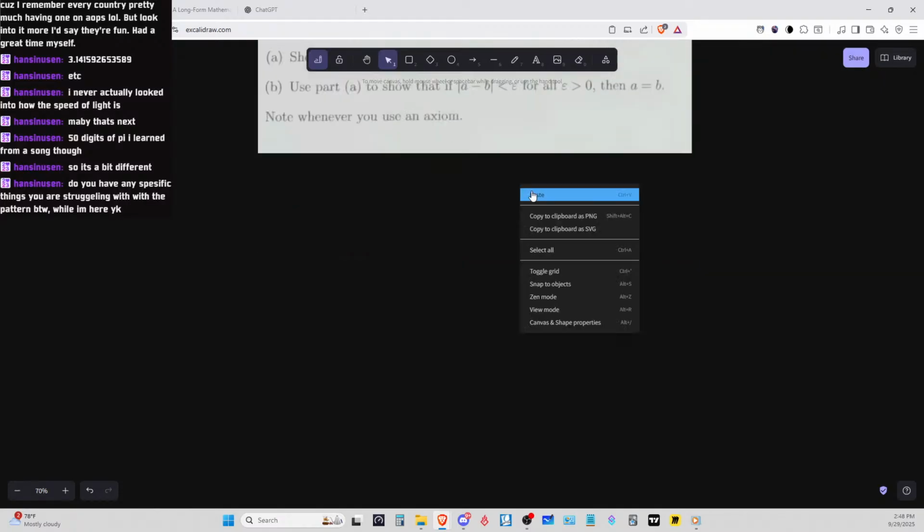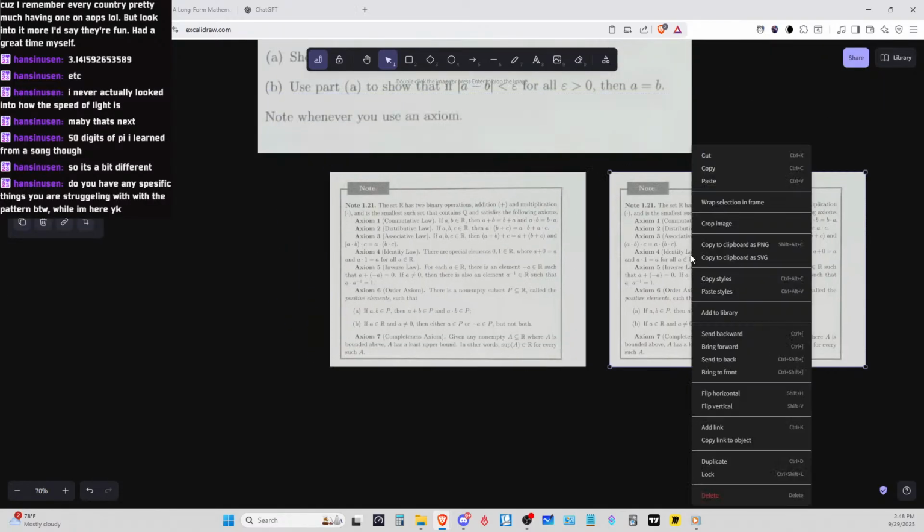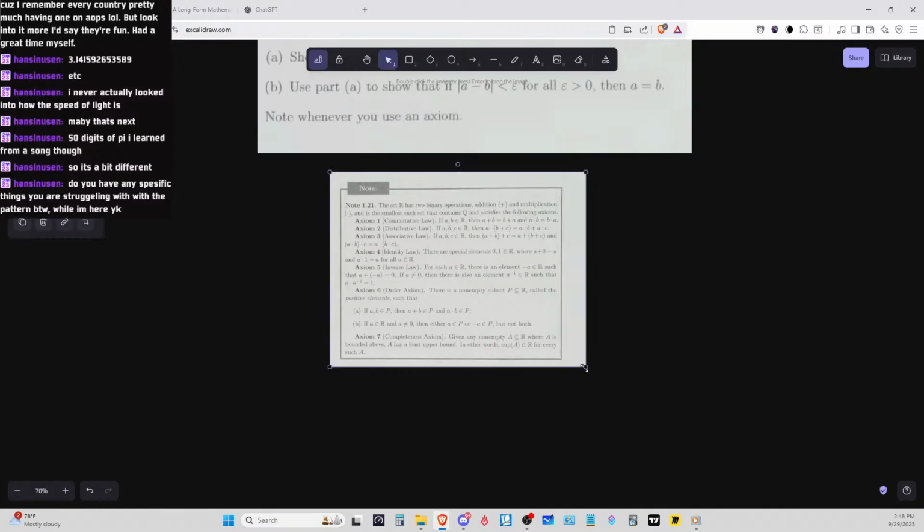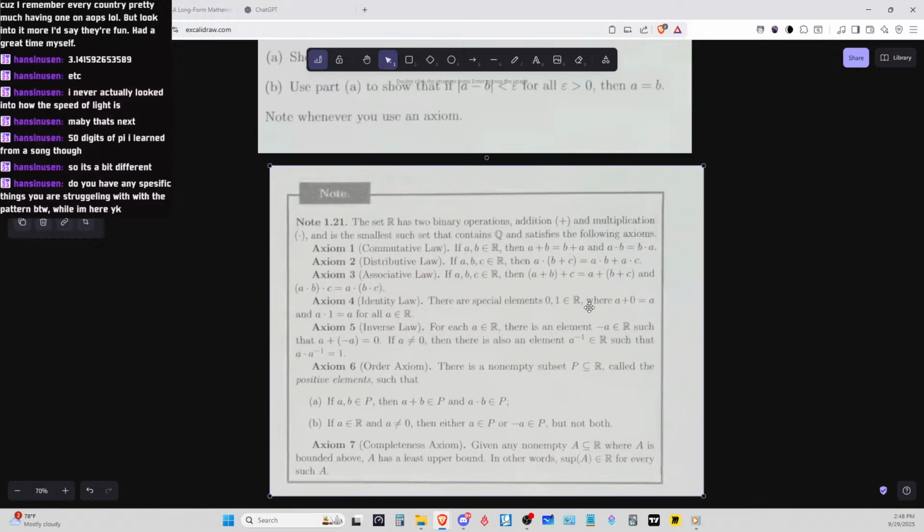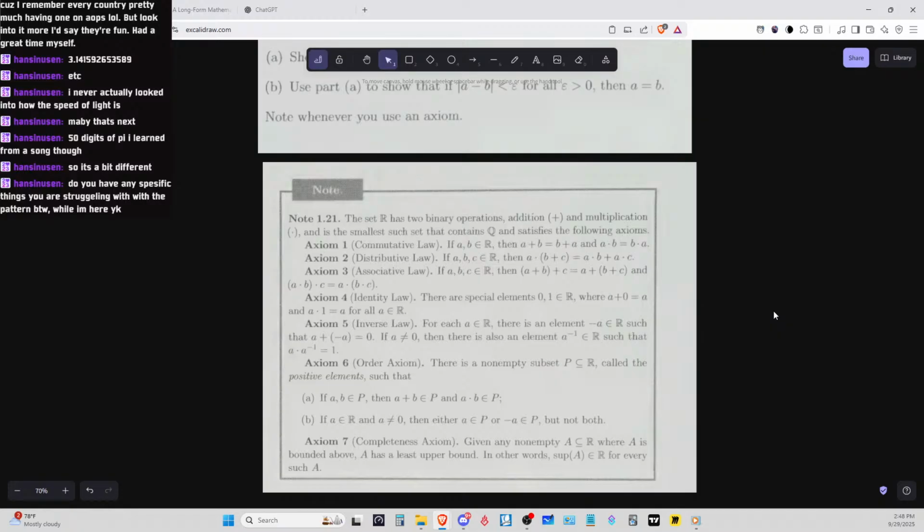Because I know there's a lot of axioms for being in an ordered field, but I know this note has all of them related to the real numbers. And usually I think it's up to here. That's where it's an ordered field, because it includes the 6th axiom. But I think with the 7th axiom, that's where you actually get the real numbers.